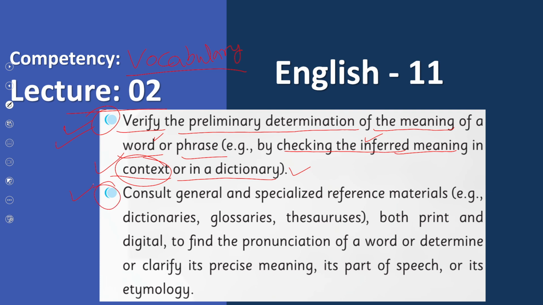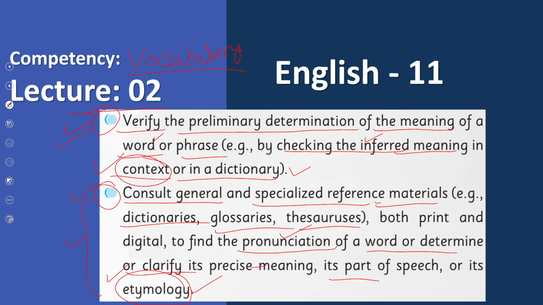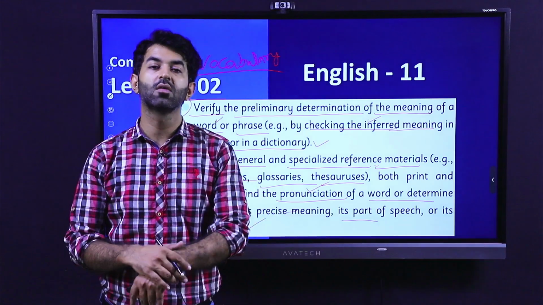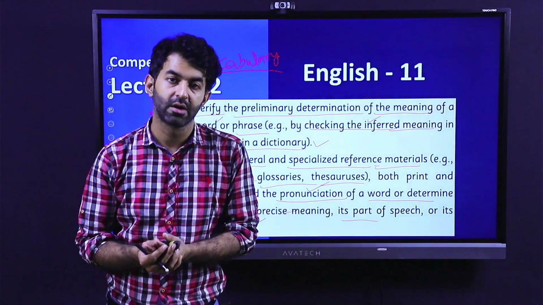And secondly, this SLO is mostly recurring. This is about using and consulting general and specialized reference materials. It means your dictionaries, glossaries, thesauruses. We consult these reference materials in both print and digital form to find all these different pronunciations, different kinds of definitions or meanings of a word, its part of speech, and also the origin, the background and the history of that word. So, these two SLOs are very much important. The second one we have already done, so we are going to apply it in this lecture.